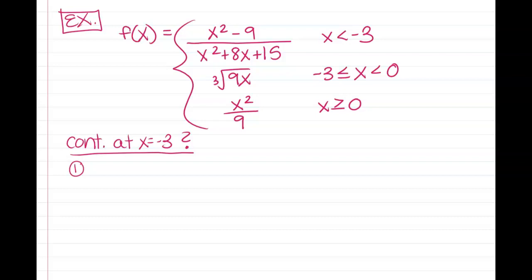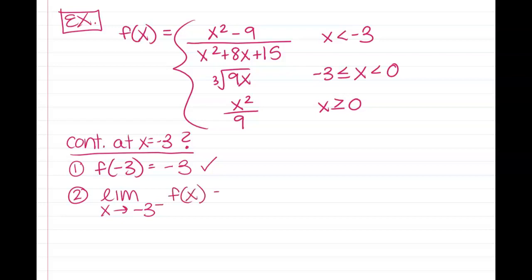Okay, so if you were thinking, why did you plug it into that one? Exactly, I don't know. At x equals negative 3, this middle function applies, because that's where the less than or equal sign is. So f of negative 3 would be the cube root of negative 27, which is negative 3. So that's fine. The limit as x approaches negative 3 from the left of f of x would be 0 over 0. So we have to try again, right?